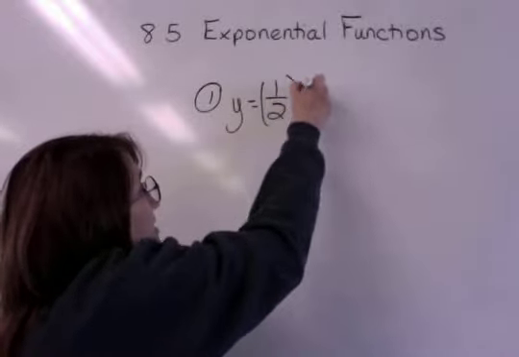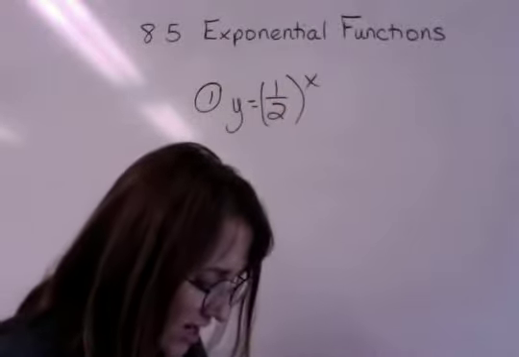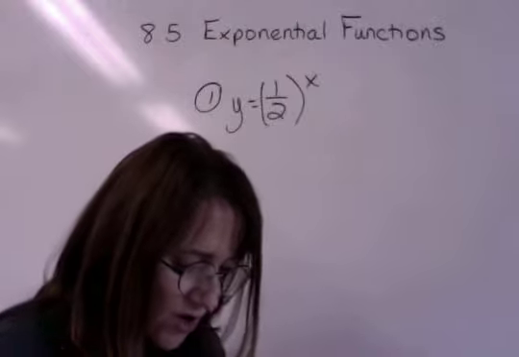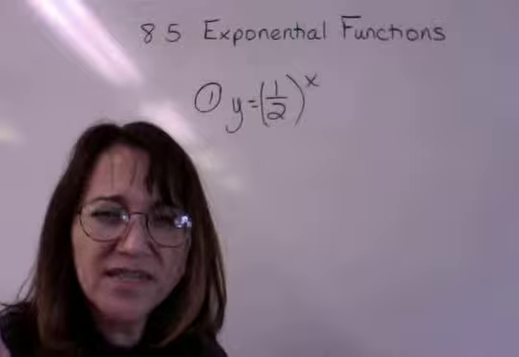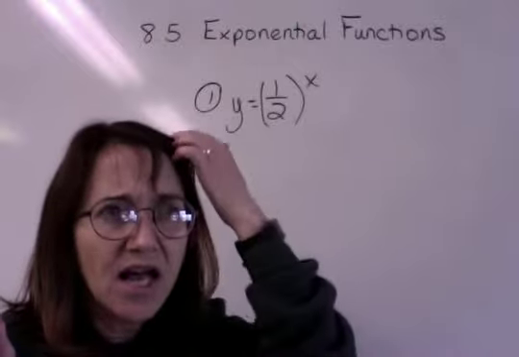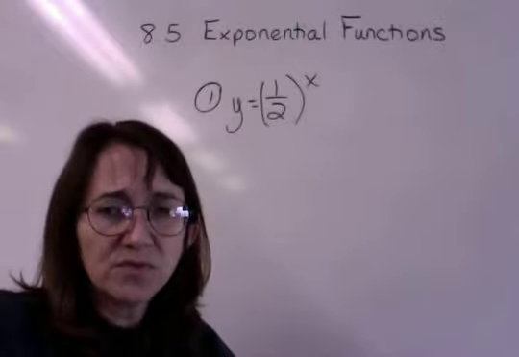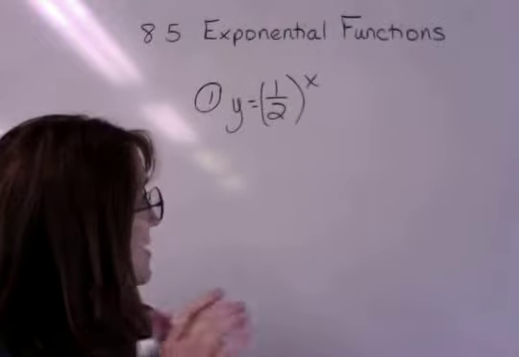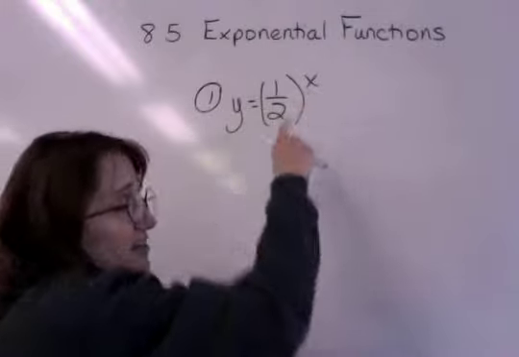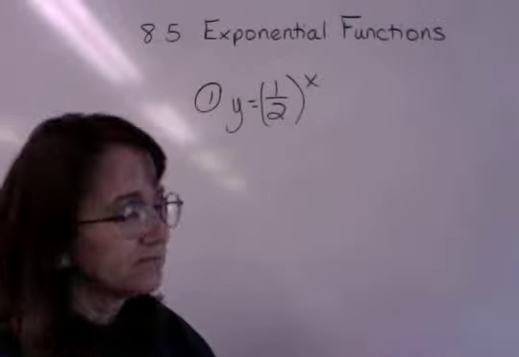So number 1, we're on your homework on page 352. Number 1 looks like this: y equals 1/2 to the power of x. You can already tell yourself, wow, I've got this fraction going on. I wonder what's going to happen to that. You could probably say, oh, that was an example we had of a decrease. This is going to be a decreasing curve, not an increasing curve.